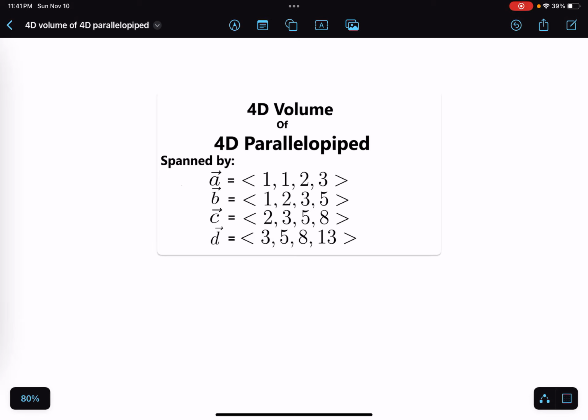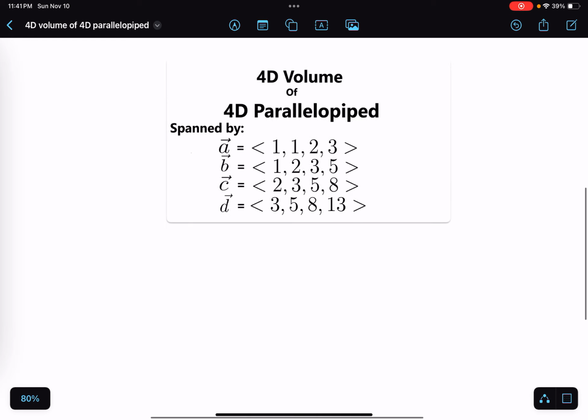The 4D volume of a 4D parallelepiped is spanned by these four vectors. Okay, so our main goal of this video would be to find the 4D volume, of course, but we will begin with how we find 2D volumes, 3D volumes, 1D volume, and then go on to the 4D. Right, because we will just generalize the thing that we have been doing in the first, second, and third dimensions.